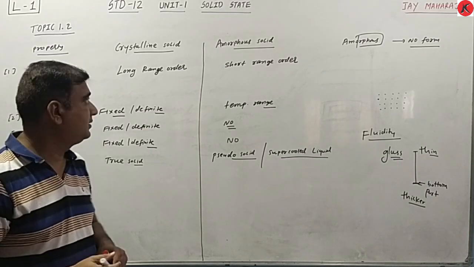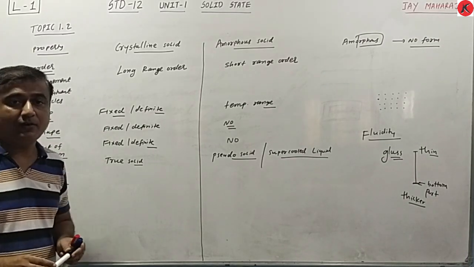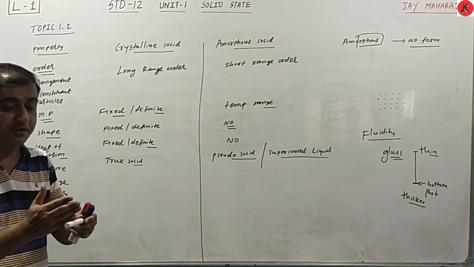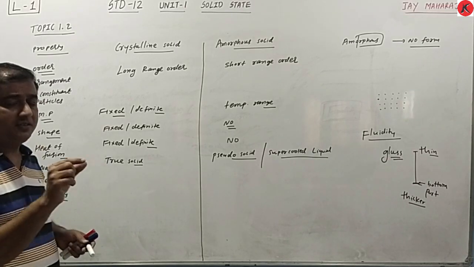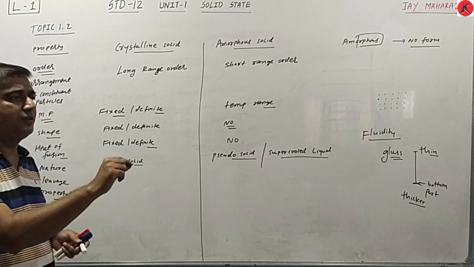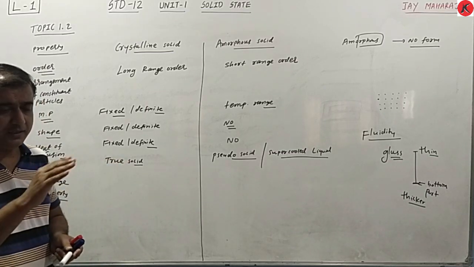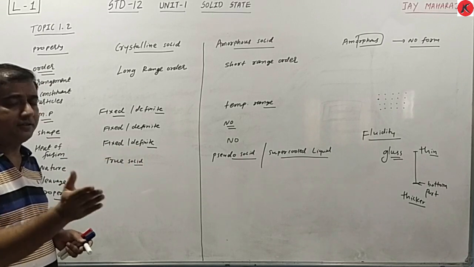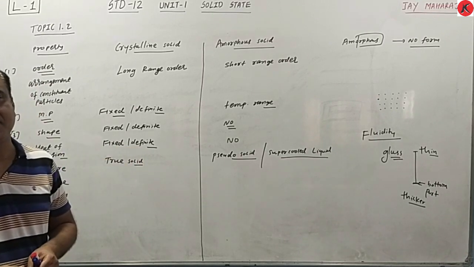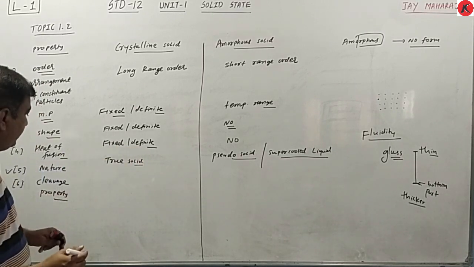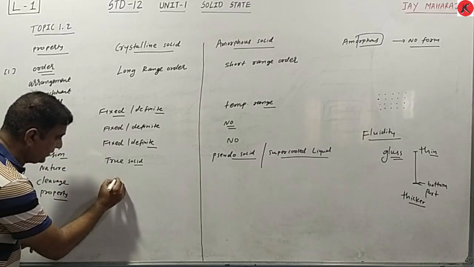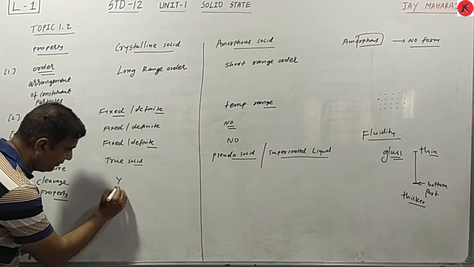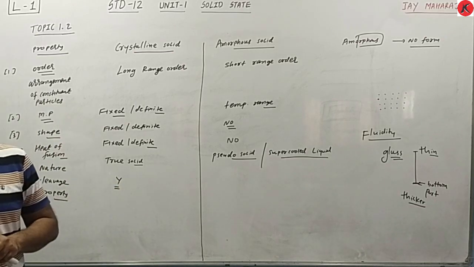Cleavage property means a crystalline solid is cut into two parts, divided with any tool, and the surface produced will be the same as the original, that means plain and original substance, similar to the original substance. That means we can say crystalline solid possesses cleavage property. So the answer is yes. Why?